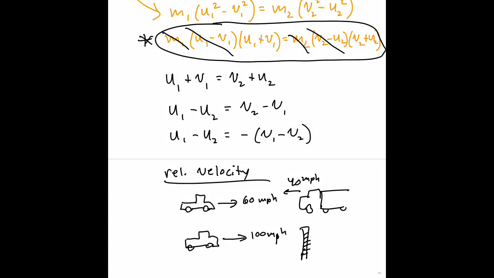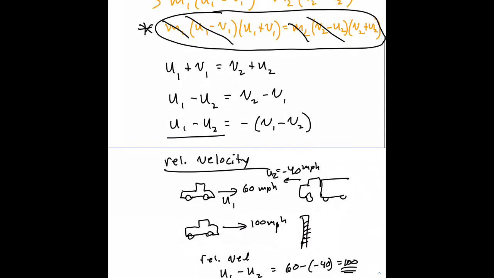So the relative velocity can be found if we call this velocity u1, and I call this velocity u2. I suppose I really mean u2 is negative 40 because it's pointing in the other direction. So the relative velocity is calculated by taking the difference between u1 and u2. In other words, 60 minus negative 40, which gives us 100. So when we take the difference between the two velocities prior to the collision, all we're really stating is the relative velocity prior to the collision.